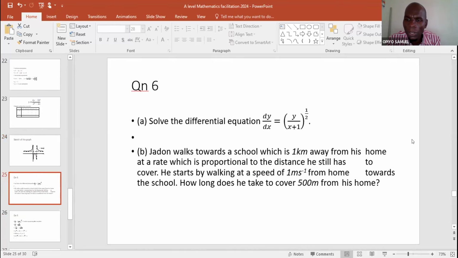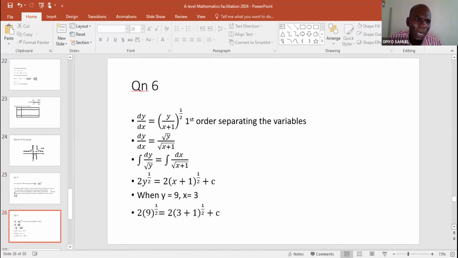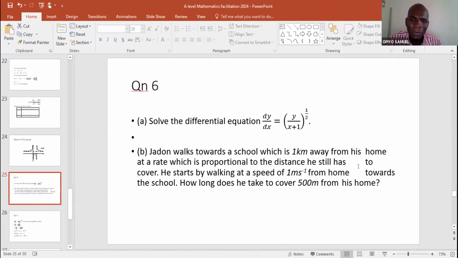And finally, our discussion has taken long, but it was good because it was interactive. Let's look at number 6, which is this differential equation. This is another common area that usually comes up. It will rarely be missed. So if you prepare yourself well, be sure of getting your full marks, because this is one of the easiest topics too. So we look at differential equations. Solve the differential equation. That is part A, and then part B.